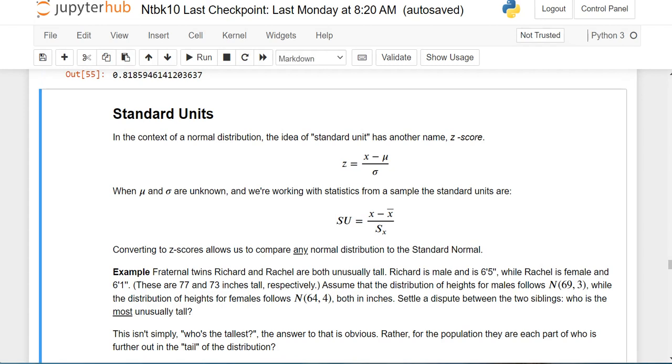Okay, why do we care about z-scores? Well, consider this example. We have fraternal twins, Richard and Rachel, and they're both unusually tall. Richard is 6'5", which is pretty tall for a male, and Rachel, who is biological female, is 6'1". Okay, so we can calculate the z-score for both of them.